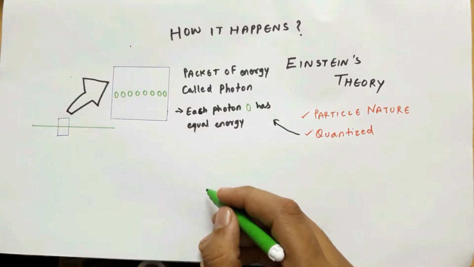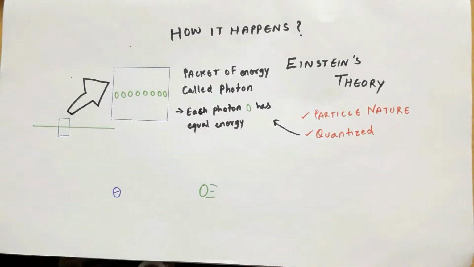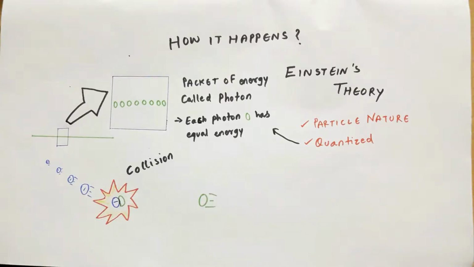If a photon is traveling with a high velocity, it collides with the metallic surface and with the electron in it. The energy is transferred from the photon to the electron, and the electron is ejected from the metallic surface due to collision. And collision occurs only with particles. This proves that electromagnetic waves have a particle nature.